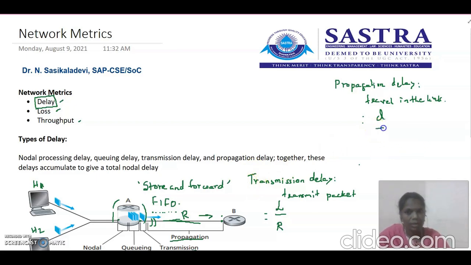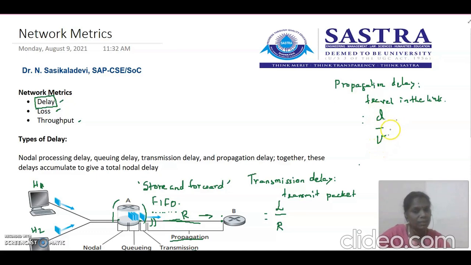And that is divided by the channel characteristics. We have different channels: fiber channel, coaxial cable, twisted pair, or vacuum air. So the velocity of the channel plays an important role. If the velocity of the channel is high, then the propagation delay will be low, because it will transmit the data at a much higher rate. So the propagation delay is based on distance by velocity.